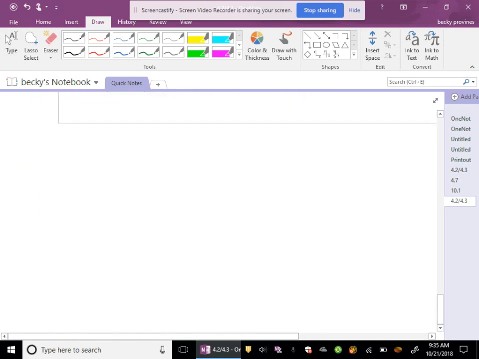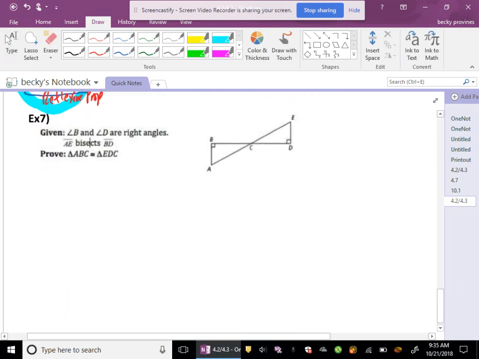All right, we have one more to do. And let's write in the information. Angle S and D are right angles. That's given. Now, AE is going to bisect, which means cut it in half, BD.